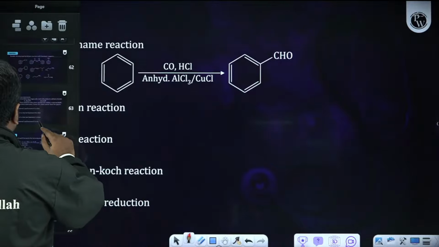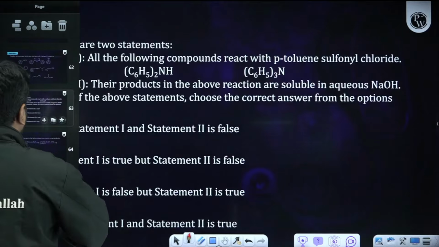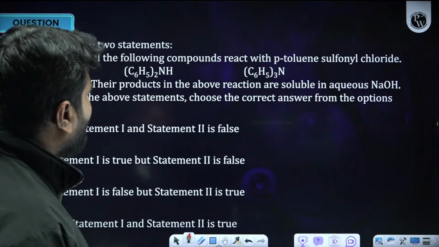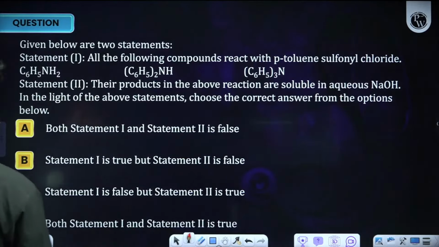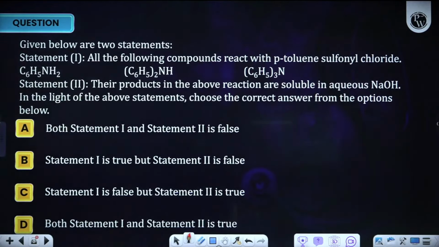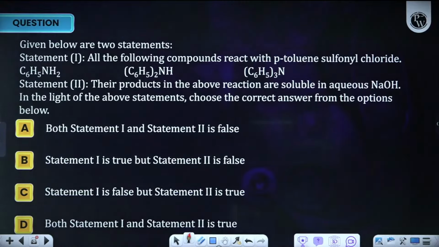Next, statement type question. All the following compounds react with para-toluene sulfonyl chloride. Their products in the above reactions are soluble in aqueous NaOH. Yes. Quick. Now the question is from the amine chapter.